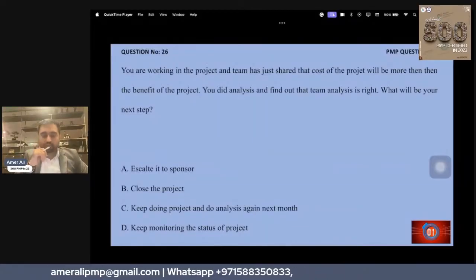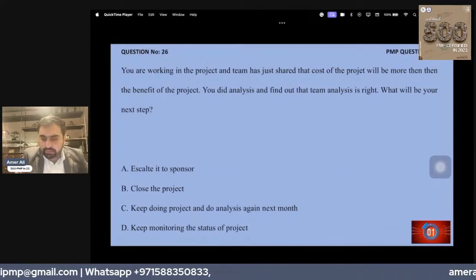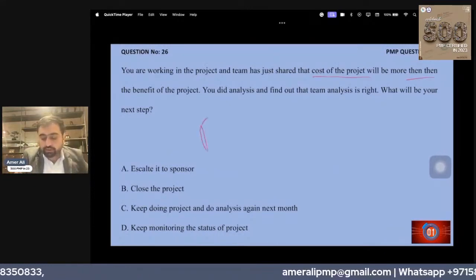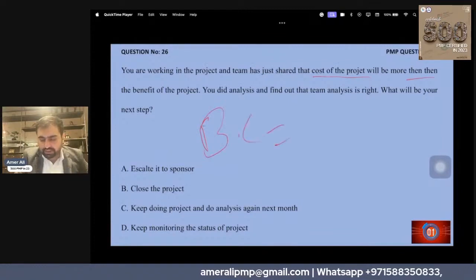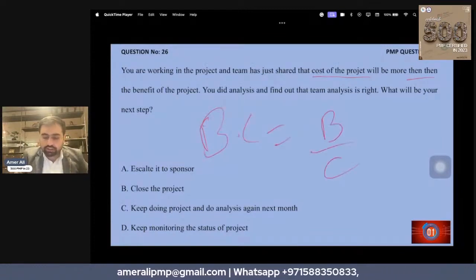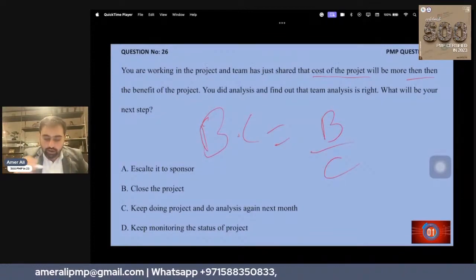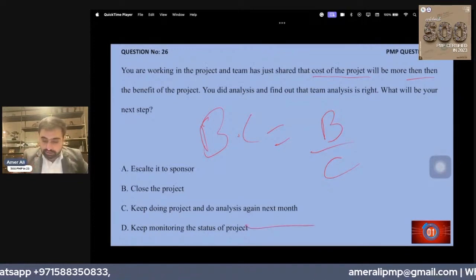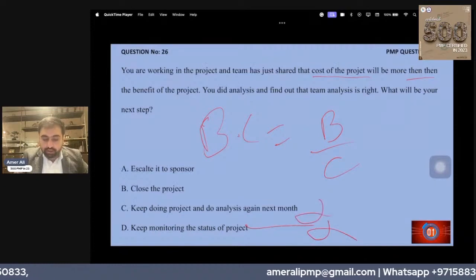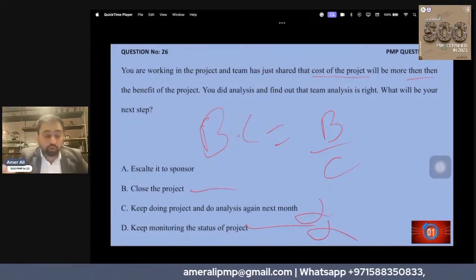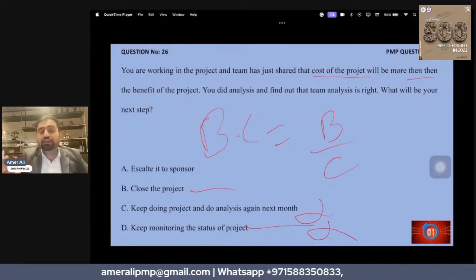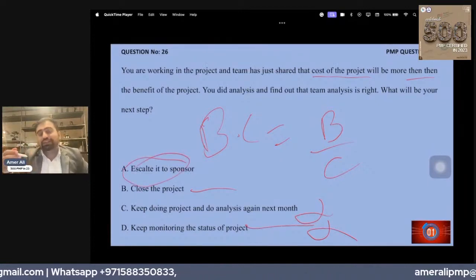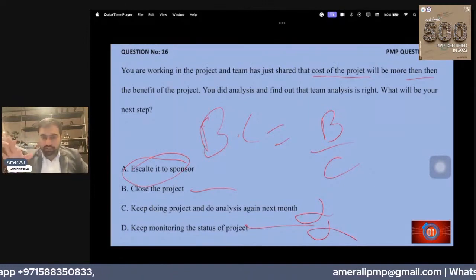You are working in the project and the team has just shared that the cost will be more than the benefit. We have the business case, that is benefit to cost. So it does not make sense. What do we need to do? Keep monitoring, no. Elimination technique, no. Keep doing, no. Close, I don't have the authority to close the project. The project manager does not have it, the sponsor has. So I need to escalate to him. These are the scenarios when you have to escalate.